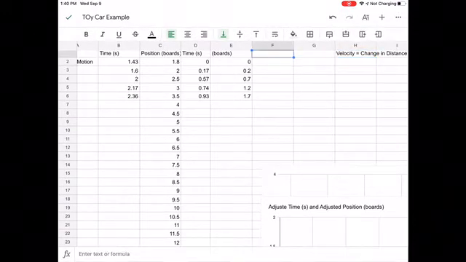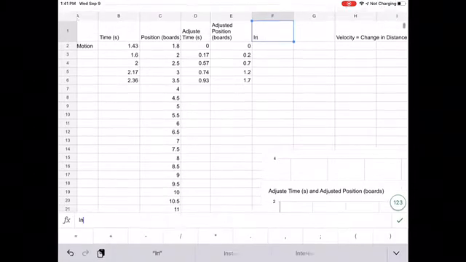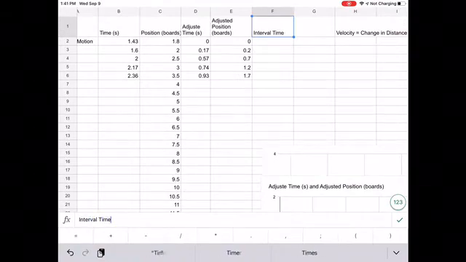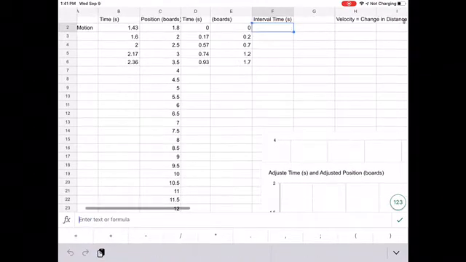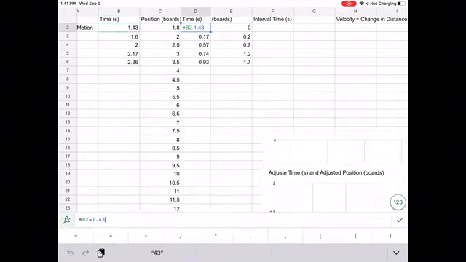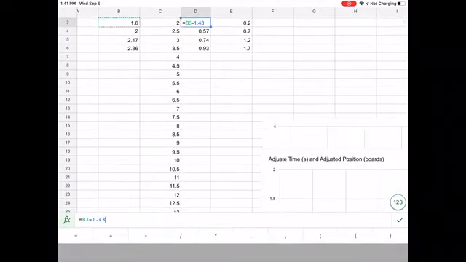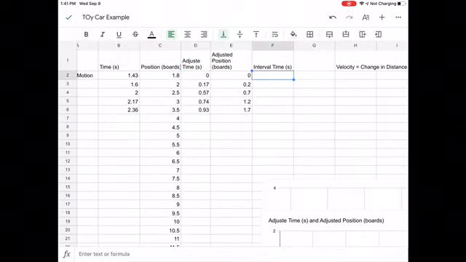Another way to think of it, the change is how much something changes, also the interval. During the interval, you have a time and a distance. So we could say here we have the interval time, which is seconds. And what we want to know is how much time went by between 0 and 0.17. So to find that out, we can have the calculator, the sheet, do it for us.